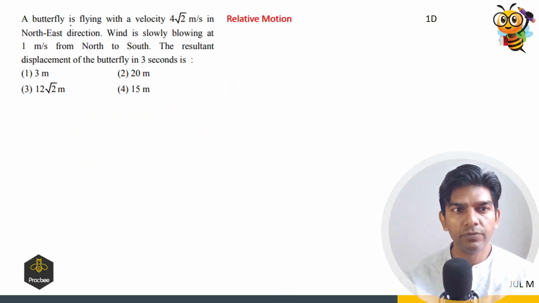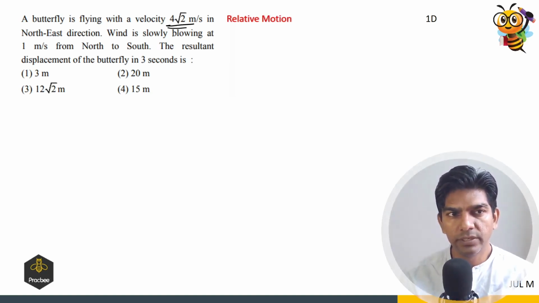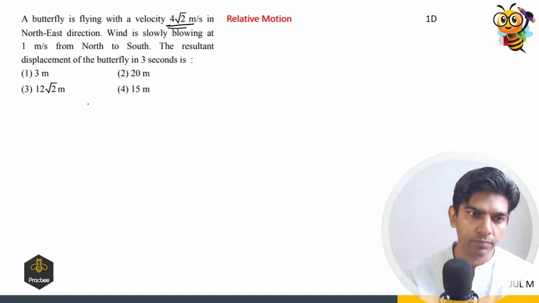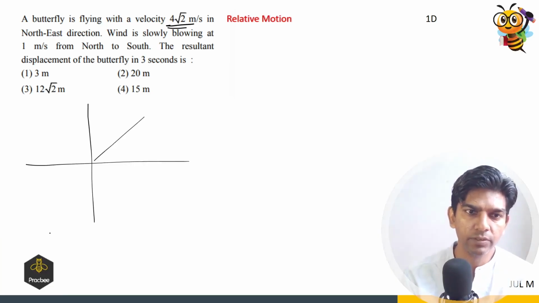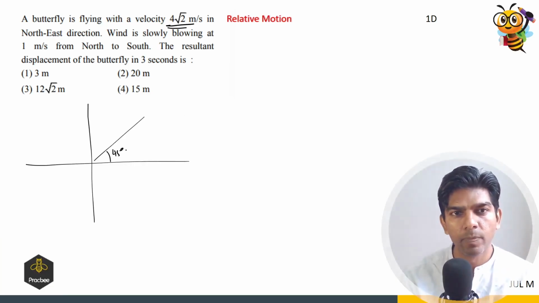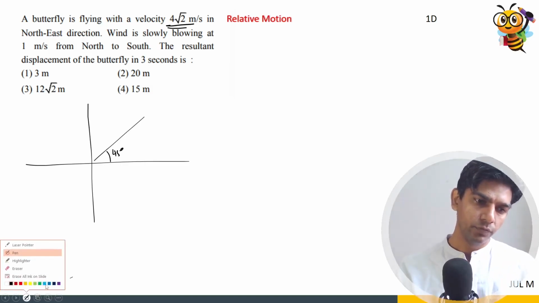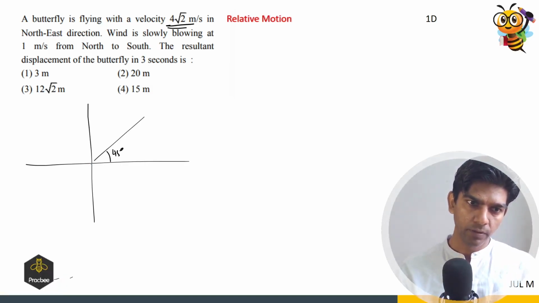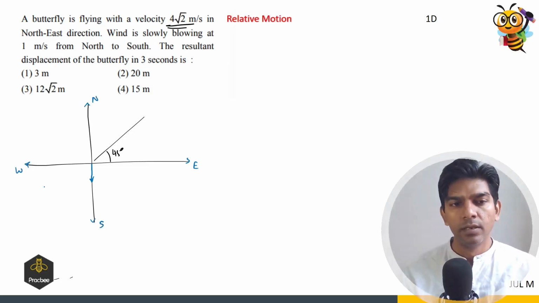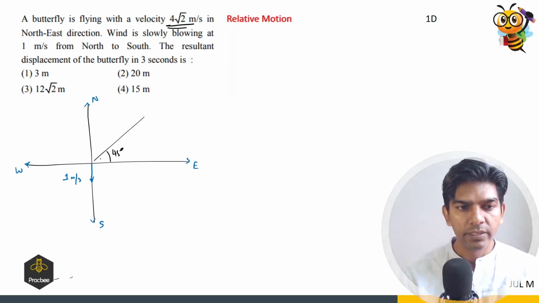Now let us see this question. A butterfly is flying with a velocity 4 root 2 meters per second in the northeast direction. In this particular direction, 45 degree, right? With a velocity of 4 root 2. Wind is slowly blowing at 1 meter per second from north to south. So wind is blowing slowly from north to south in the downward direction. This is east, this is north, this is south, and this is west. And this is given as 1 meter per second, and the butterfly is moving in this particular direction with 4 root 2 meters per second.